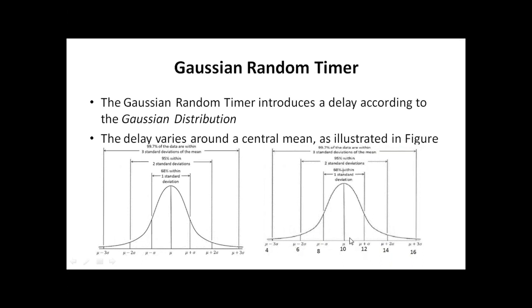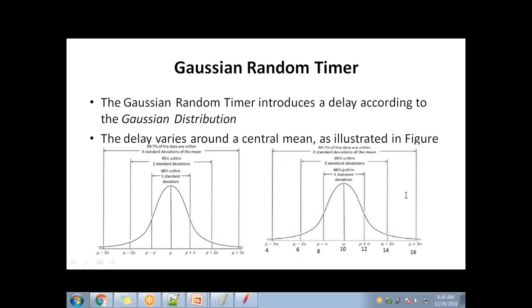Once that is distributed, you know that if you run this script for 100 iterations, 68 times it will be between 8 and 12 seconds, 95 times between 6 and 14 seconds, and 99.7 times between 4 and 16 seconds. So that's how the Gaussian random timer works, because that's what a Gaussian distribution is, and logically they have implemented it. All you have to give is the mean and the variance, and automatically it will give you the result. I gave you an example as well: the mean is 10 seconds and the variance is 2 seconds.